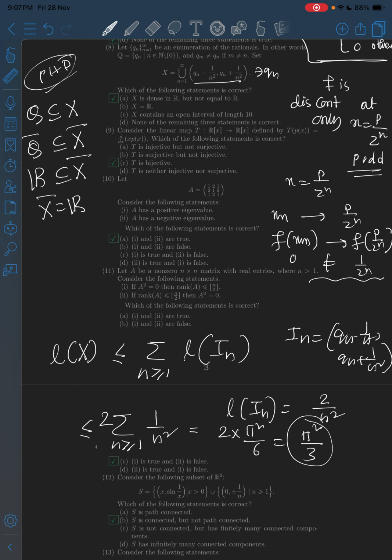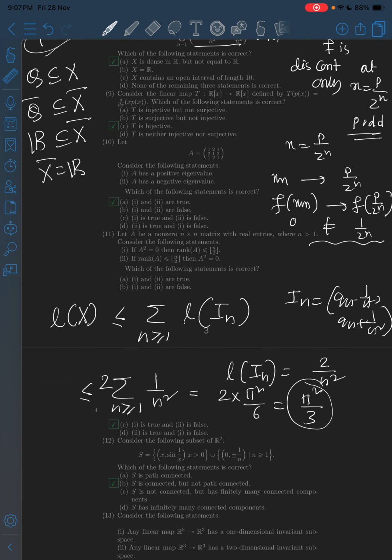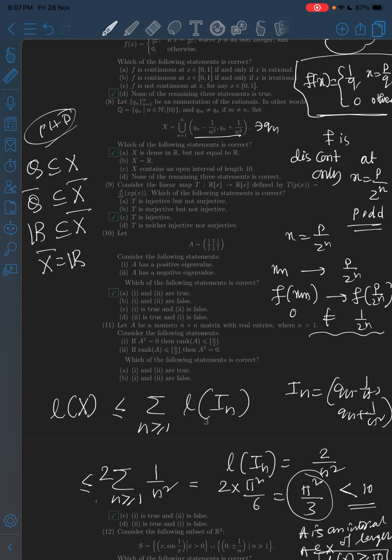Also, can x contain an open interval of length 10? If there is an open interval A of length 10 and A is a subset of x, then the length of x must be greater or equal to 10, because A is contained in this set, so the length of A is less than or equal to the length of x. But pi square by 3 is actually less than 10, so this is not possible. So x is dense in R but not equal to R, and x containing an open interval of length 10 is also false. So option A is the only correct one, and x equal to R is obviously false.